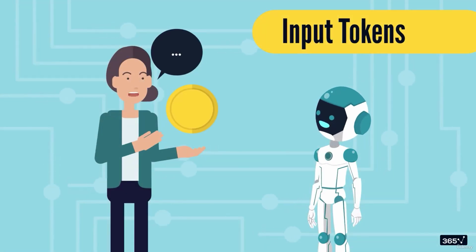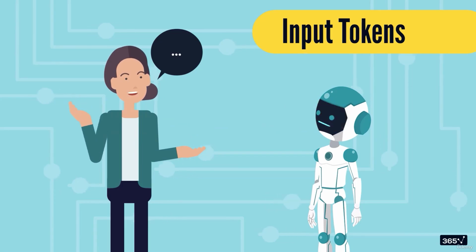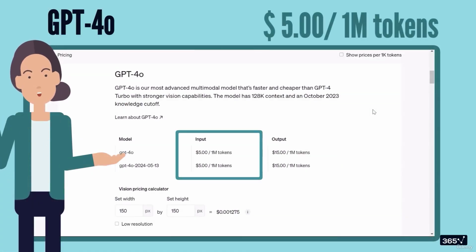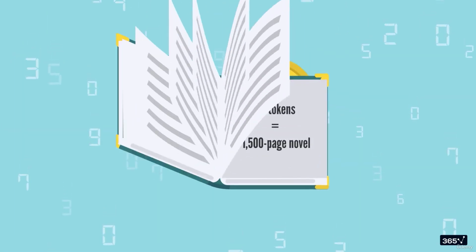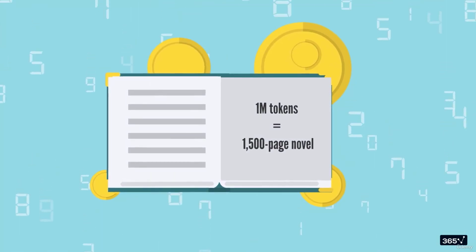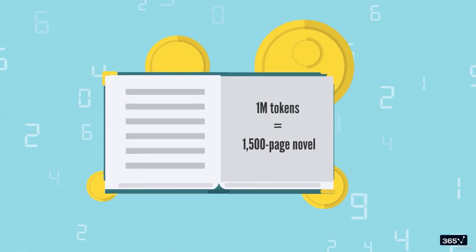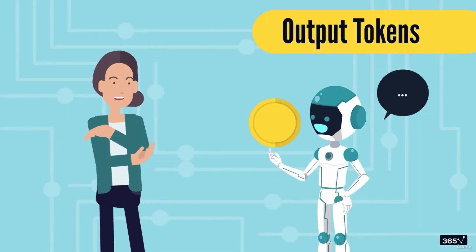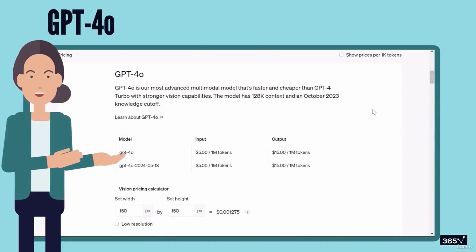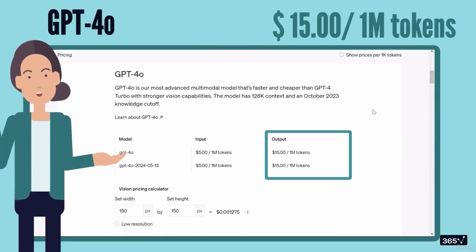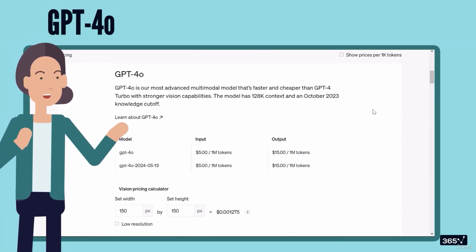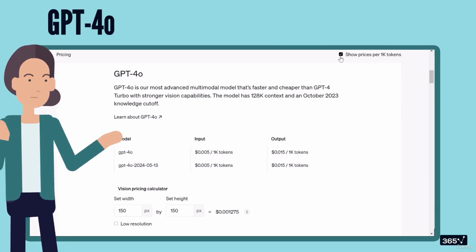Intuitively, input tokens are passed to the model as a prompt. As of the time of writing, you'll be charged $5 per million tokens. This is quite a low price considering 1 million tokens amount to approximately a 1,500-page novel. In contrast, output tokens are returned by the language model as a response. They're priced a bit higher, at $15 per million tokens. If you find it more convenient, you can display the same price per 1,000 tokens instead.